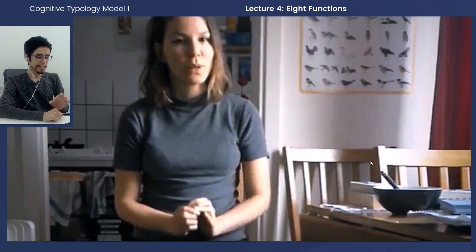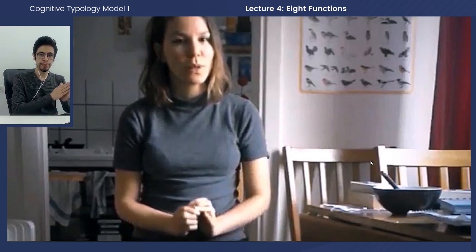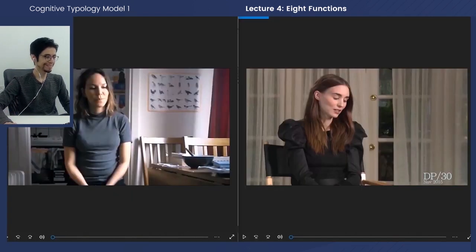But now, of the 3 JI types that we've seen so far, she seems to have more in common with Rooney Mara. And let's look at these two side by side. Okay, ready? Here we go.